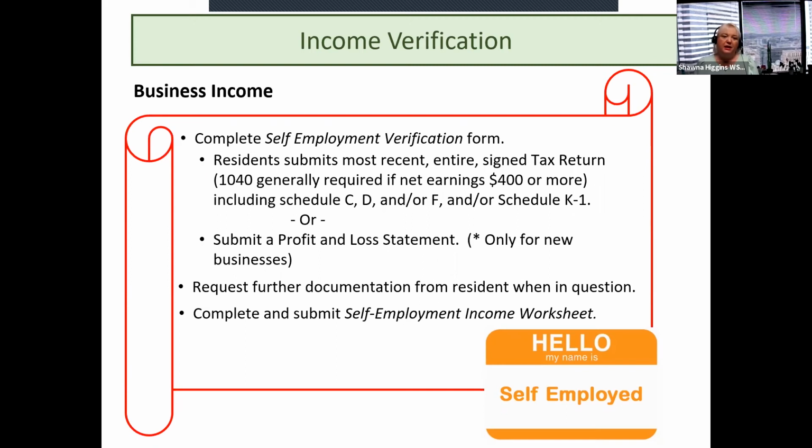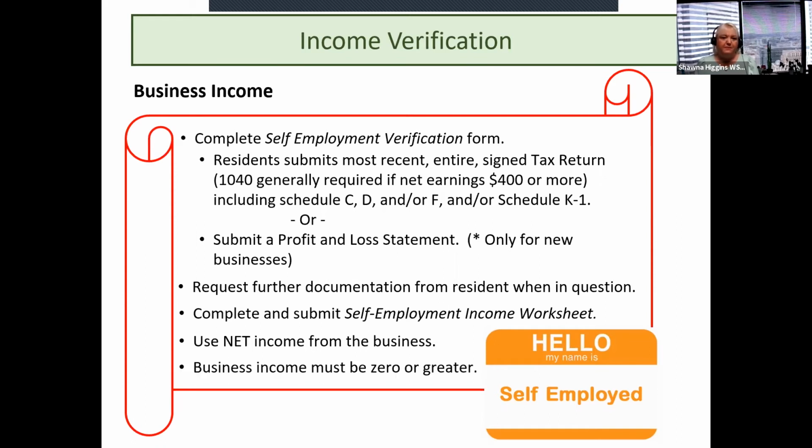And then you want to have them complete and submit the self-employment income worksheet. You're going to use the net income from the business because they can take out their expenses. And if the business income is negative, you're going to want to make it a 0. We do not do negatives. We do 0 or greater.